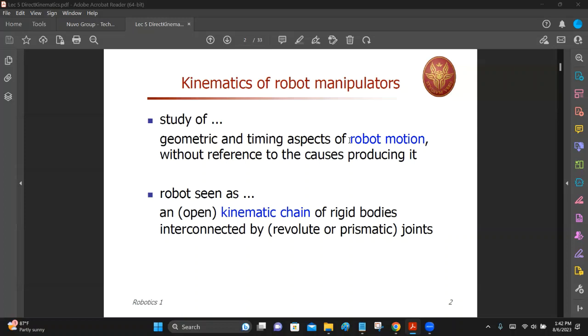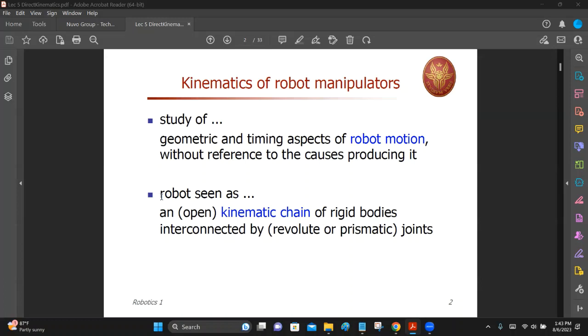And today we're going to look at this geometric problem of the manipulators. How do we calculate the endpoint position and orientation, and also for that matter the position and orientation of any other link in the manipulator, from base to the end effector?